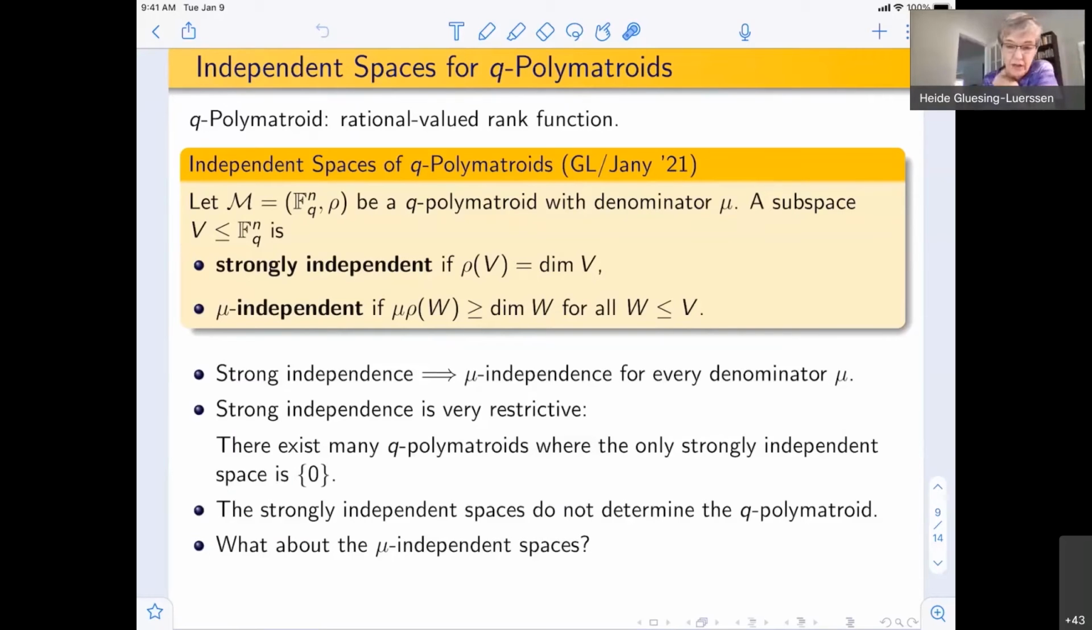In particular, they do not determine the q-polymatroid, just for the reason of the previous item there. They are just too few. So the strongly independent spaces do not determine the q-matroid. So question, what about the mu-independent spaces? Do they determine the q-polymatroid?